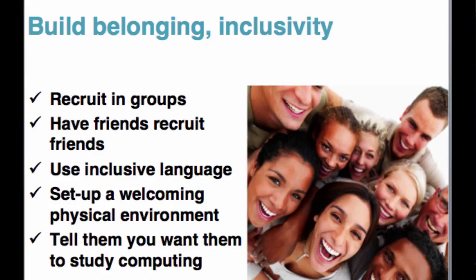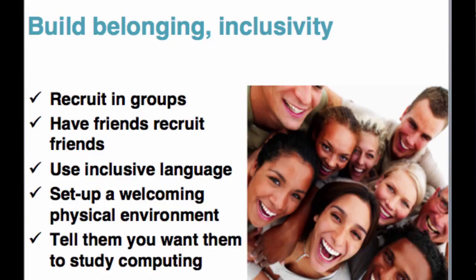And also in promoting belonging and inclusivity, talk to your students as individuals, and tell them that you want them to study computing. But please don't say, because we need more women in computing. Make it a little bit more personal than that. Do not set the student up to be a representative of their ethnic group or their sex, because that makes things more difficult for them.